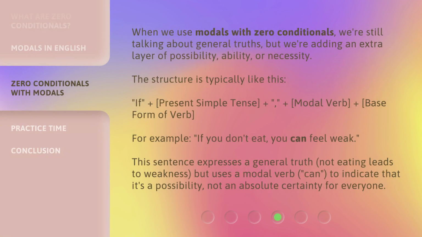When we use modals with zero conditionals, we're still talking about general truths, but we're adding an extra layer of possibility, ability, or necessity. The structure is typically like this: if plus present simple tense, plus modal verb, plus base form of verb. For example, if you don't eat, you can feel weak. This sentence expresses a general truth. Not eating leads to weakness, but it uses a modal verb, can, to indicate that it's a possibility, not an absolute certainty for everyone.